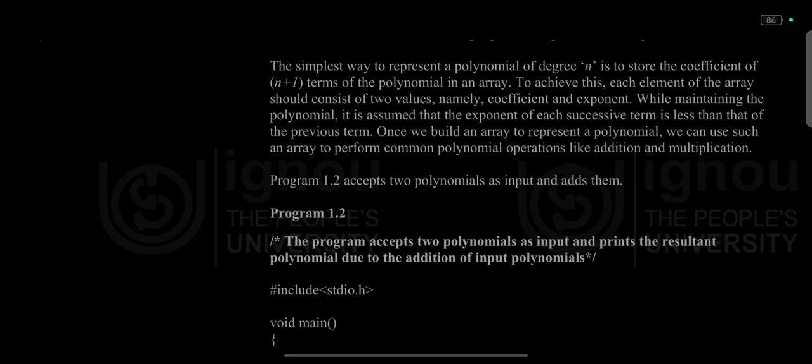To achieve this, each element of the array should consist of two values, namely coefficient and exponent, while maintaining the polynomial. It is assumed that the exponent of each successive term is less than that of the previous term. Once we build an array to represent a polynomial, we can use such an array to perform common polynomial operations like addition and multiplication. Program 1.2 accepts two polynomials as input and adds them.